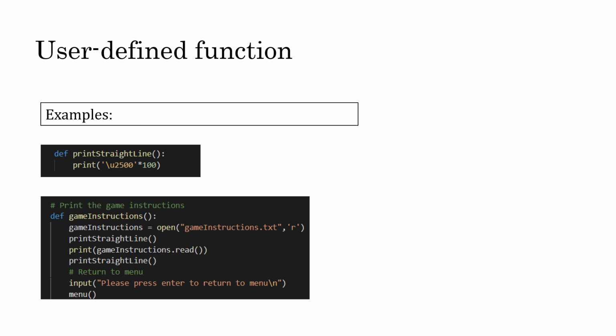Here are some of the few examples of user-defined function in my program. The print straight line function simply prints out a straight line in the command line. This function is used in many occasions throughout the program to tidy up the console when the user is playing. Besides that, the game instruction function reads the game instruction text file and prints out the content every time the function is called.